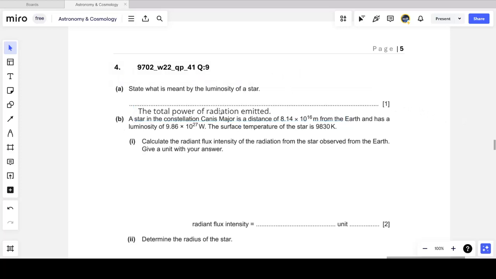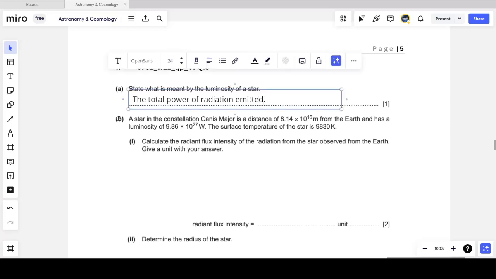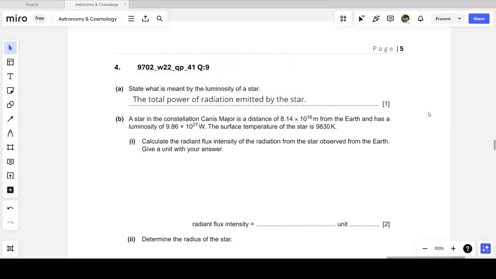It's not just the total power, but the total power in the form of radiation. So stars emit radiation. If I calculate that energy, that's the total energy. If I divide that by time, I get the total power of purely the radiation emitted by the star. It does say of a star, so I can say emitted by the star for completeness: total power of radiation emitted by the star.